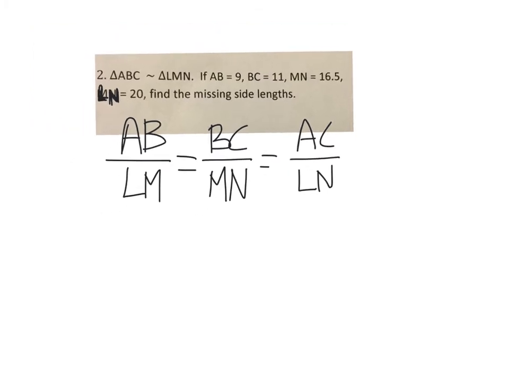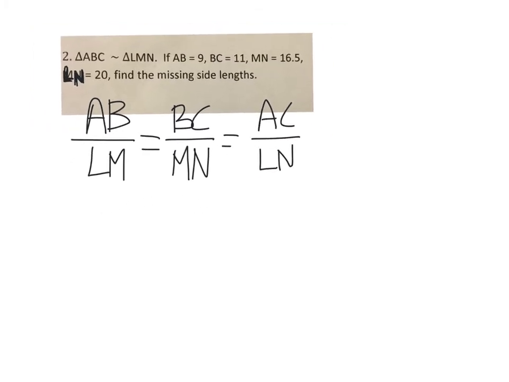So let's fill in all the information that we know. We know that AB is 9. So we have a 9 right there. BC is 11. We have an 11 right there. We know that MN is 16.5. That's right there. And LN is 20. And I need to find all the missing side lengths. So this is a missing side length. And that is a missing side length.